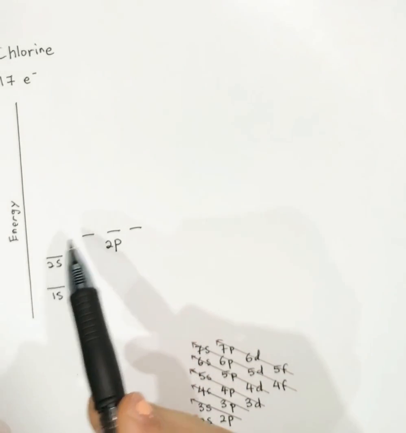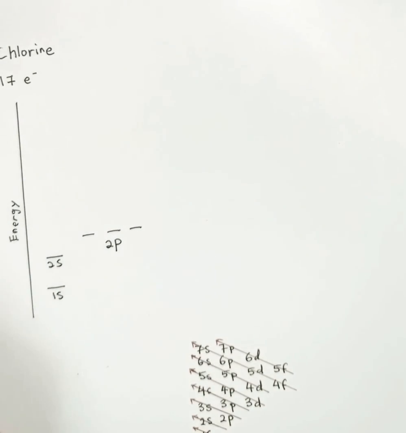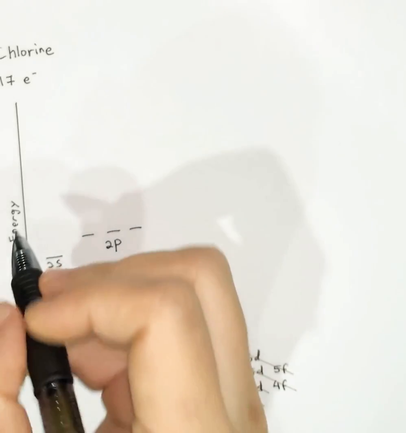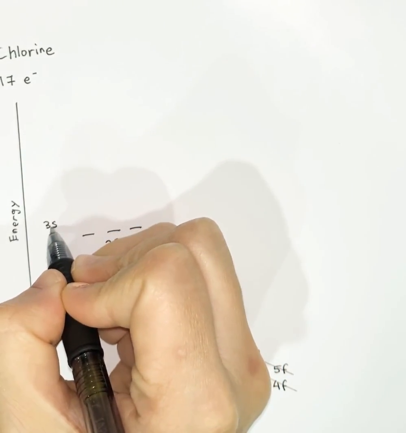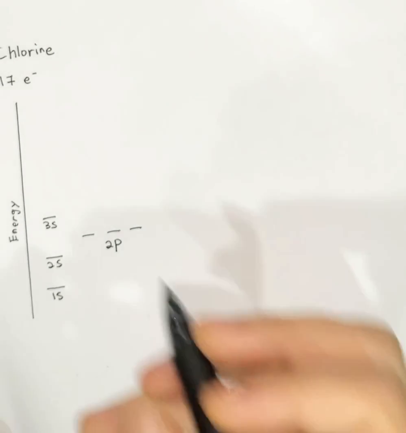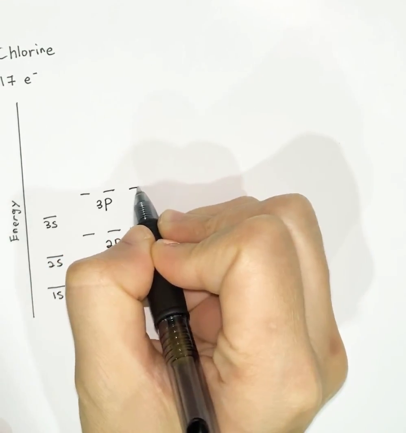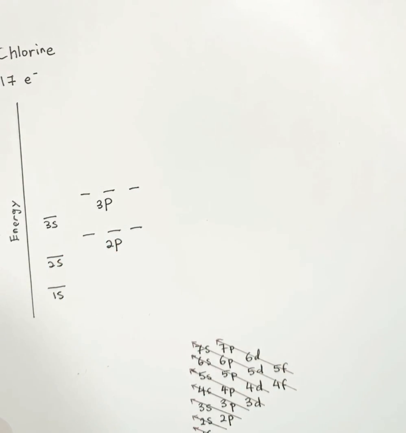If each orbital can fit 2 electrons, 2, 4, 6, 8, 10, okay, I need 7 more. After 2p, it is 3s. So 3s comes up here, and so that's 12. And after 3s, it's 3p. So 3p is drawn here. So I have enough space now to fill in my electrons.